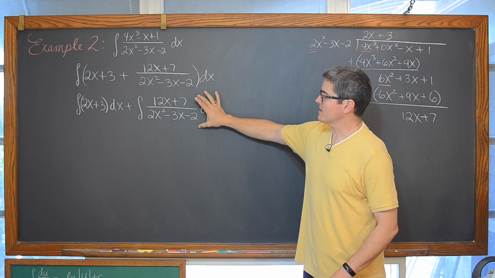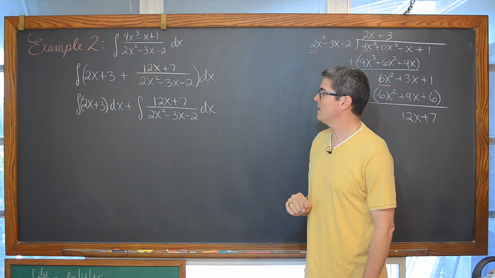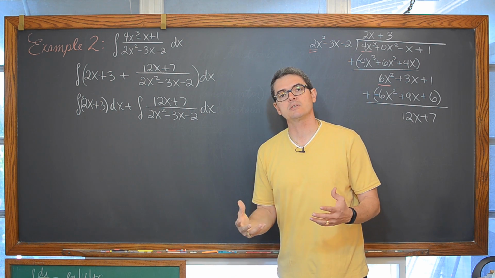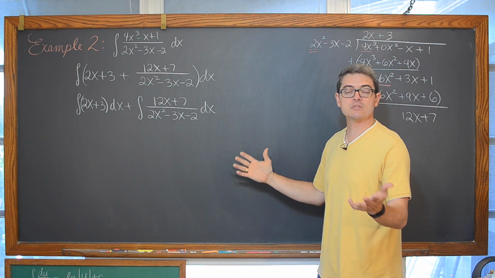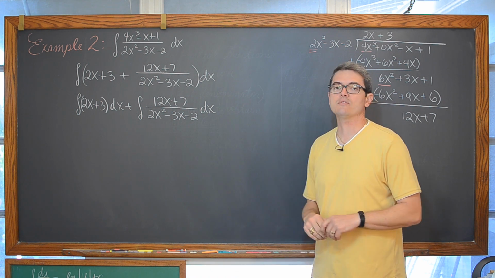The rest of this process for integrating this (12x plus 7) over (2x squared minus 3x minus 2) will follow the exact same pattern that we just did in our previous example. So I'm going to step off and reveal the solution one step at a time. It's a good time for you, I would suggest, to pause the video and try this on your own and make sure you have the same answer that I do.